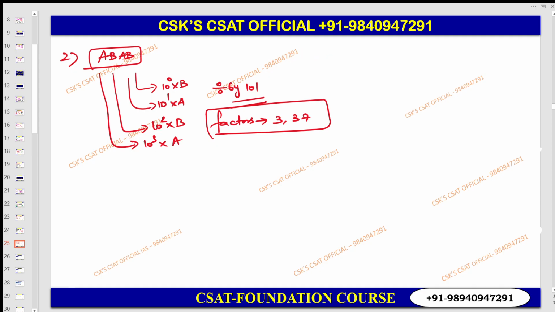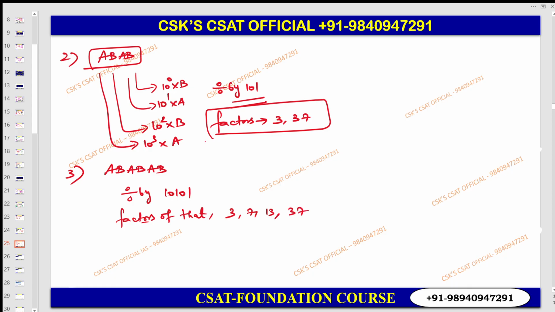I am not going to expand these things because you learned how to expand using the place value concept in your foundation itself. It's a revision. So next format you need to know about, this AB format, is also important. Actually you need to expand like a place value concept in order to find out. So this is divisible by 10101 format. So factors of that are nothing but 3, 7, 13, 37.